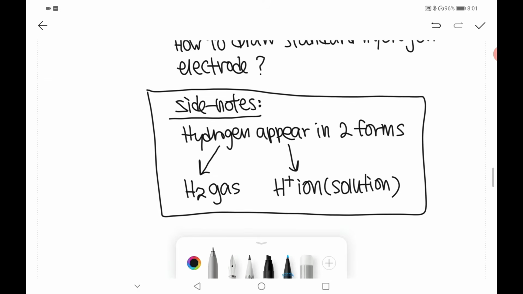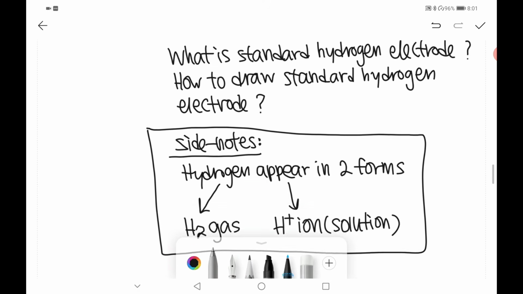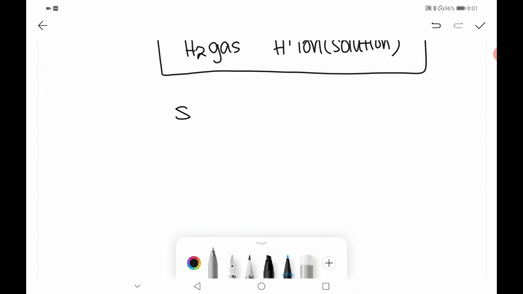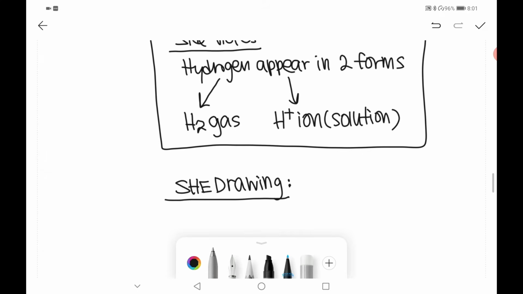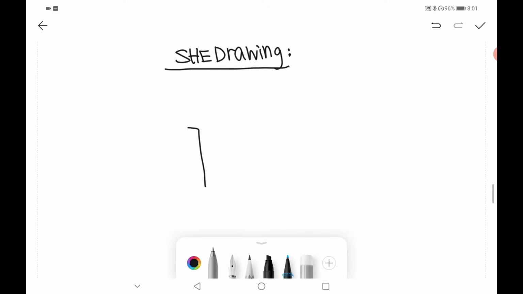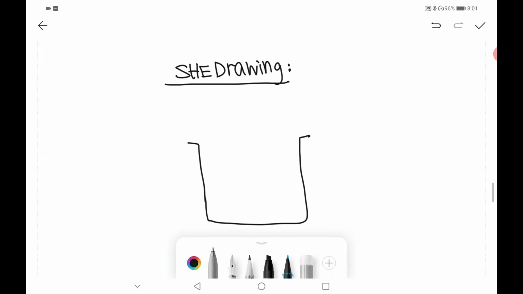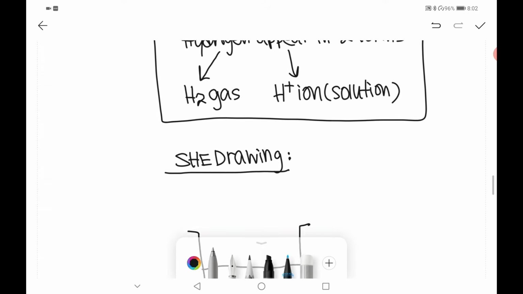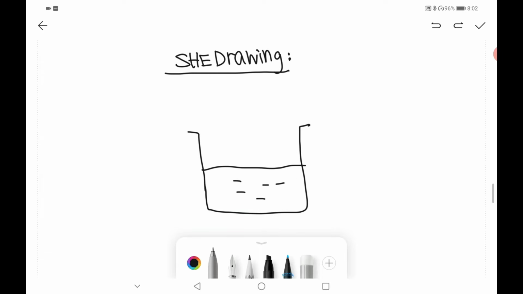After we understand hydrogen appears in two forms, we can draw our SHE. Remember, SHE stands for standard hydrogen electrode. When we have a solution, we need a container, so we draw a beaker. This beaker is the container, and inside the beaker there is a solution. The solution has H plus ions.